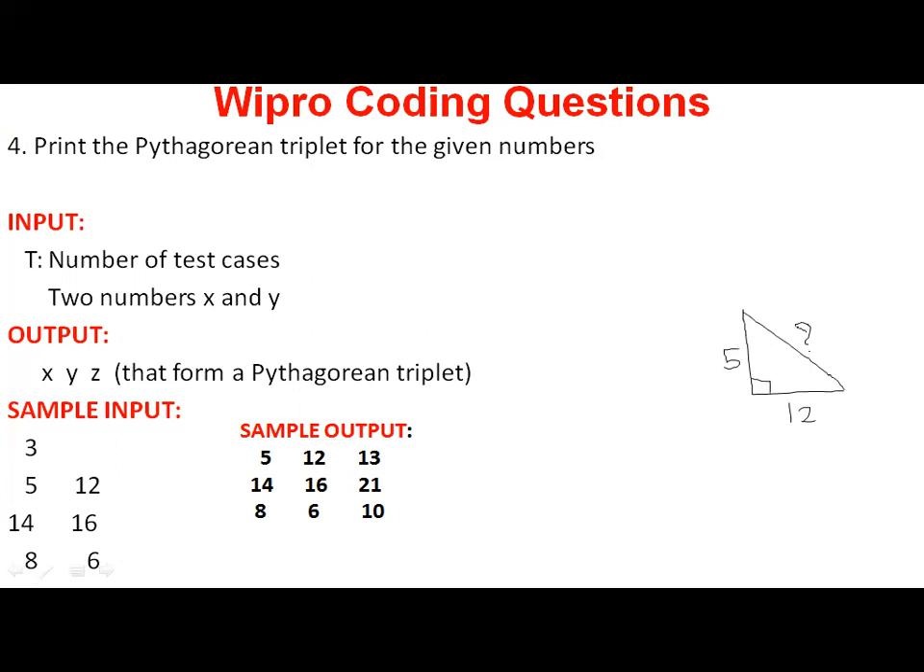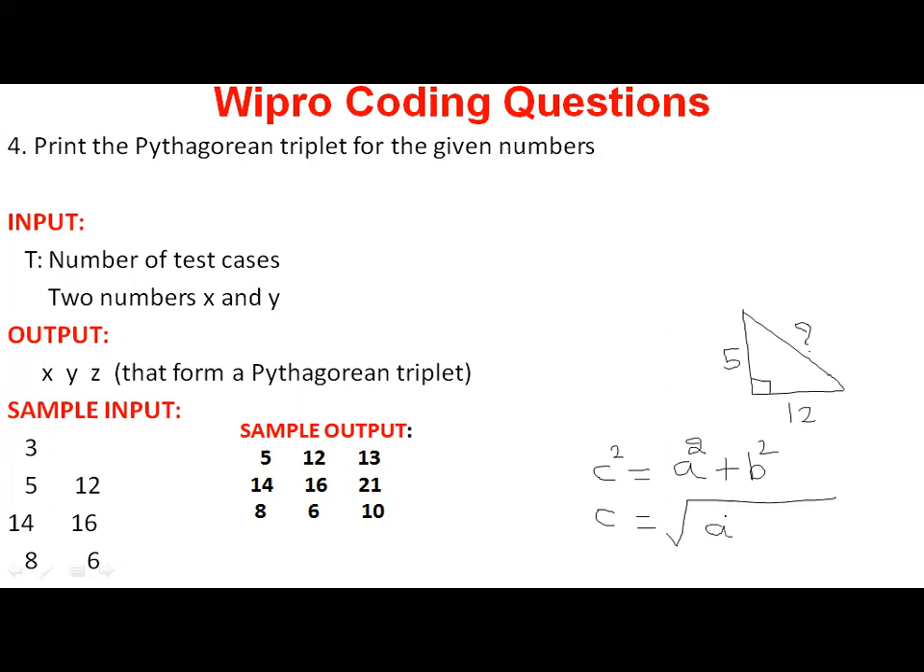How can we calculate this hypotenuse? We know the formula for Pythagoras theorem. What is the formula? C square equals a square plus b square, provided a, b, c form the three sides of a right angle triangle. C square is equal to a square plus b square. So we want to calculate the value of C. How do we get the value of C? C is nothing but the square root of a square plus b square.